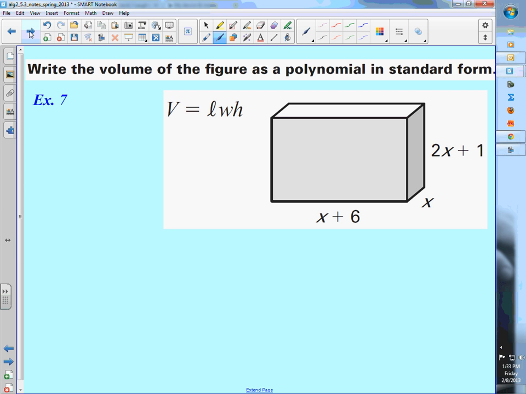And then you have application of this stuff so that you have a prism and volume is length times width times height here. So the volume in terms of x would be x times x plus 6 times 2x plus 1.